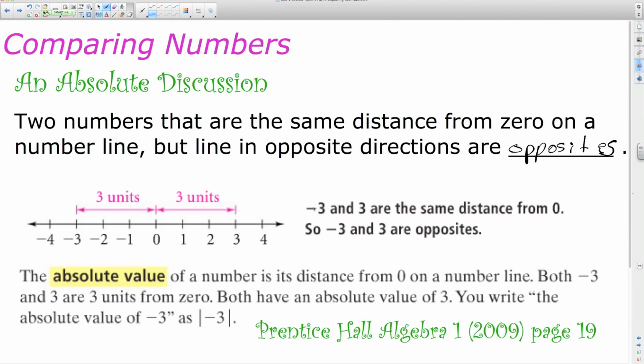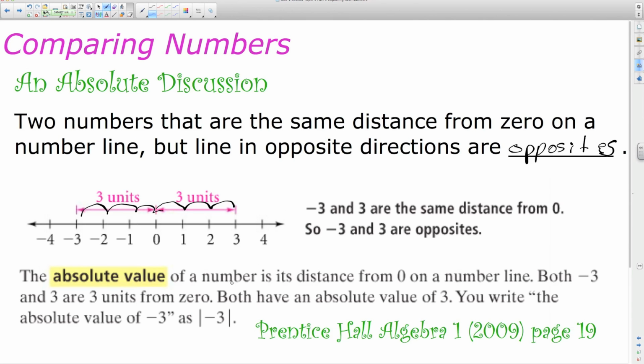We can see here, it says -3 and 3 are the same distance from 0. You can see that on the number line. They're both 1, 2, 3 units away from 0. So negative 3 and 3 are called opposites.